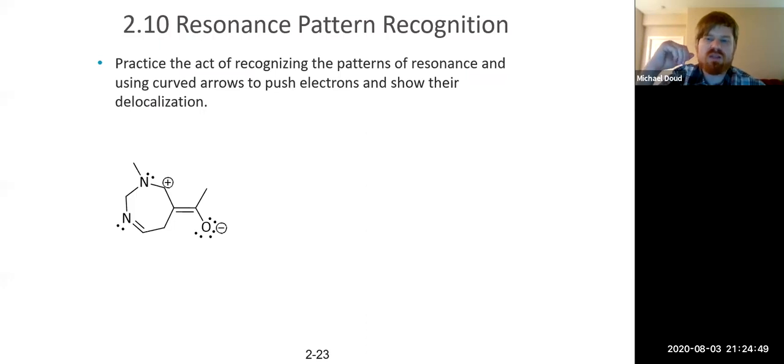Okay, I hope you hit pause. Anyways, let's go ahead and take a look through the patterns here and see what we can see. And I'll go ahead and start drawing some of the arrows here as well so that we get ready for that practice.